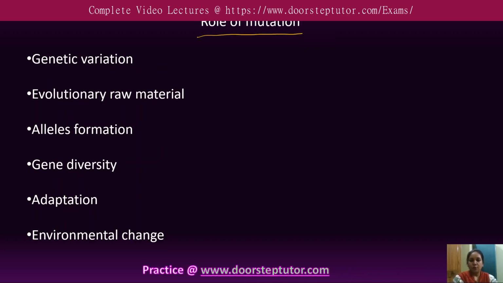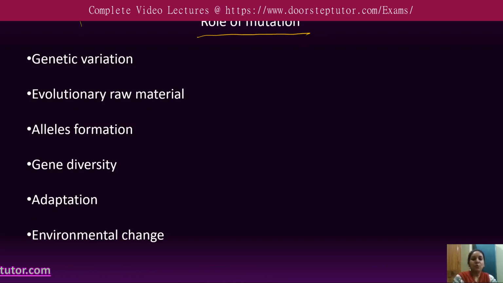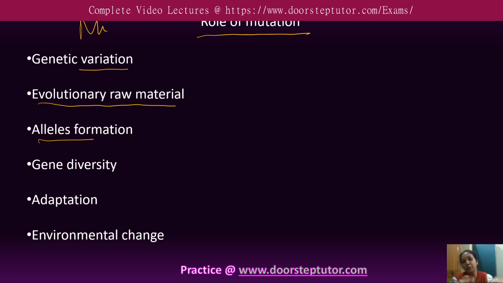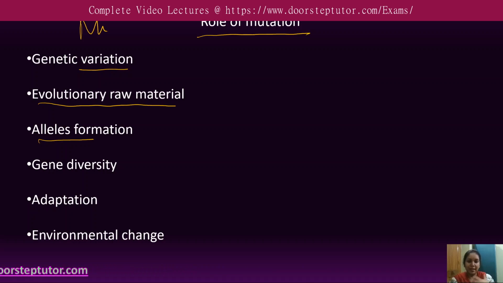Now, what is the role of mutation? Mutation is the ultimate source of genetic variation. Because if mutation is there, then variation is there. Thus, it provides the raw material for evolution. It leads to the formation of alleles, the different forms of a gene. Without mutation, the gene would exist in one form, thus limiting genetic diversity.